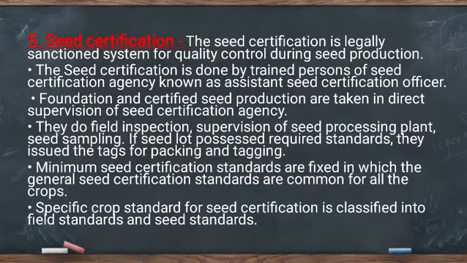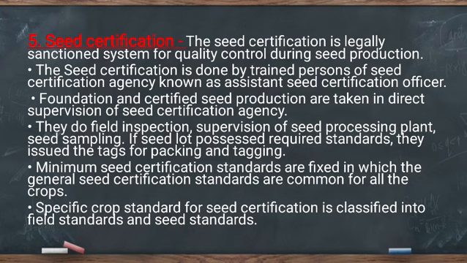Seed certification. Seed certification is a legally sanctioned system for quality control during seed production. It is done by trained persons of the seed certification agency, known as assistant seed certification officers. Foundation and certified seed production are taken under direct supervision of the seed certification agency. They do field inspection, supervision of the seed processing plant, and seed sampling. If the seed lot meets the required standards, they issue tags for packing and tagging.